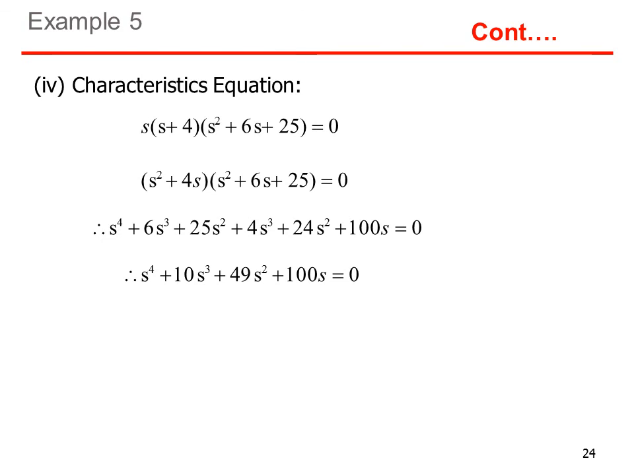Characteristic equation. It is obtained by equating the denominator to 0. So s into s plus 4 into s square plus 6s plus 25 is equal to 0, and by calculating this we will get s raised to 4 plus 10s cube plus 49s square plus 100s is equal to 0.